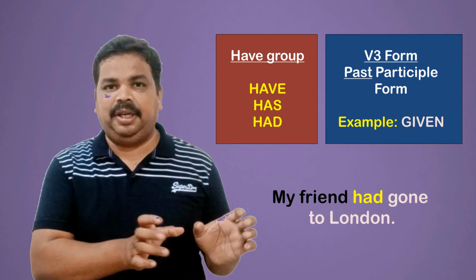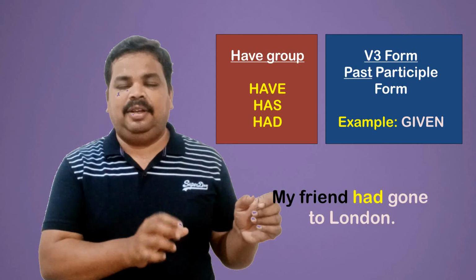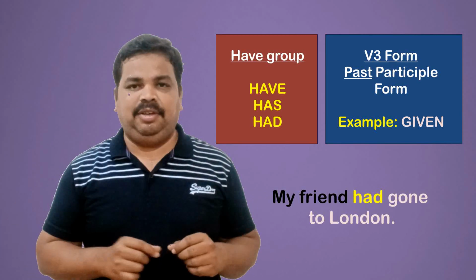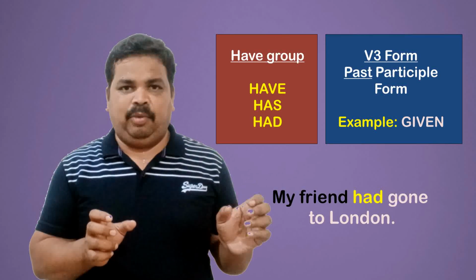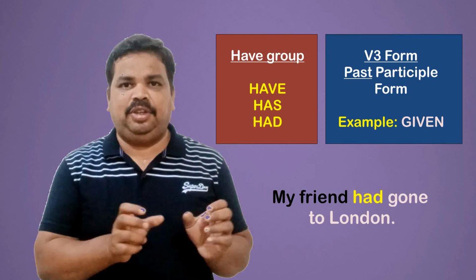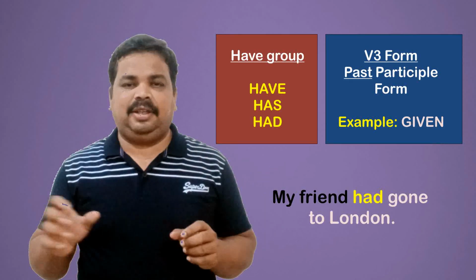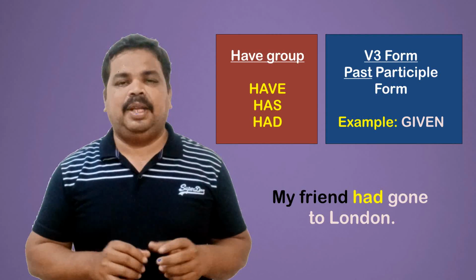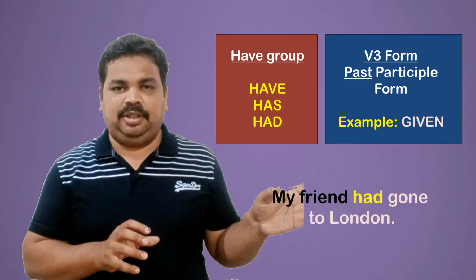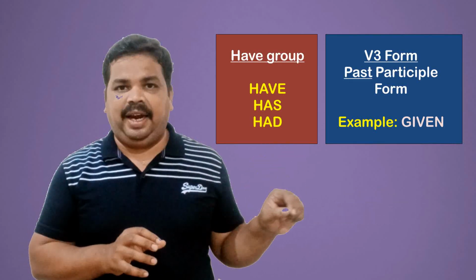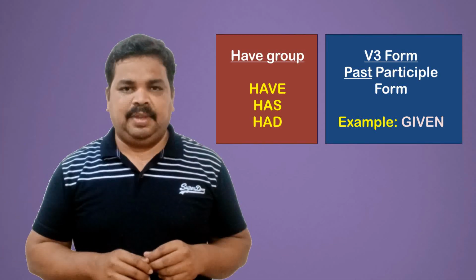Both actions are complete. But to indicate the first completed action, we use had followed by the V3 form of the verb. Gone is the V3 form. Had is the primary auxiliary verb. So we are using both of them. My friend had gone to London. He met his sister there. So this is how, when two actions are already completed, to indicate the first action, we use had with the V3 form of the verb.